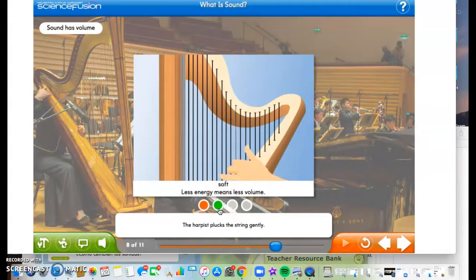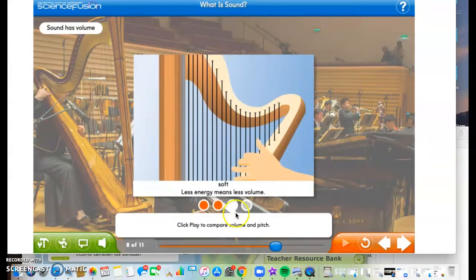The harpist plucks the string gently. The string vibrates over a smaller space. The sound is quieter. In other words, it has less volume. Click play to compare volume and pitch.